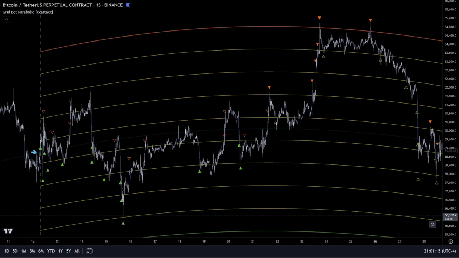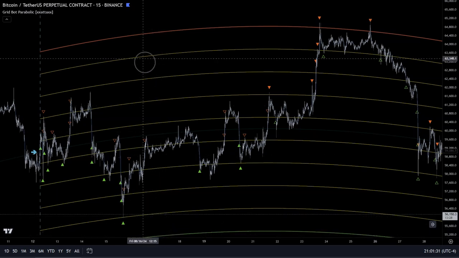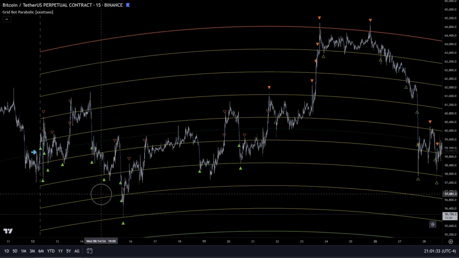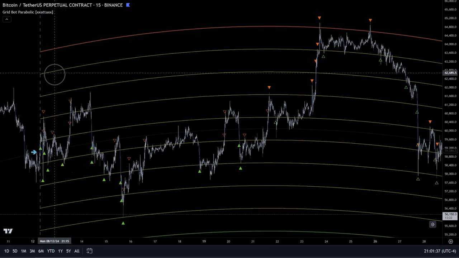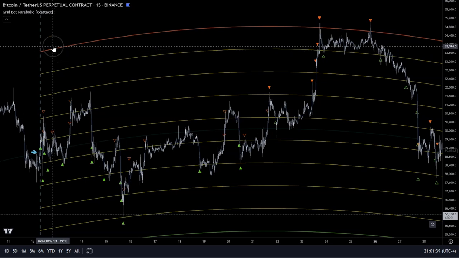Hello, this video is a brief introduction to the Grid Bot Parabolic indicator. A Grid Bot is an indicator that breaks the chart into various intervals. It is a visual indicator where if you can locate areas of support and areas of resistance, the Grid Bot will draw levels at various intervals between those two levels.